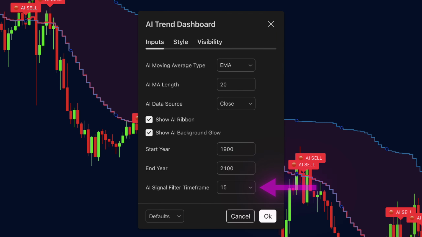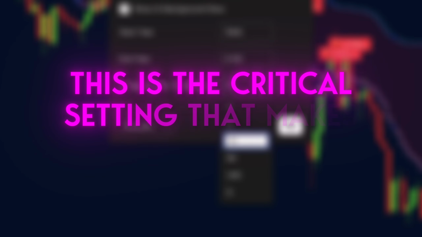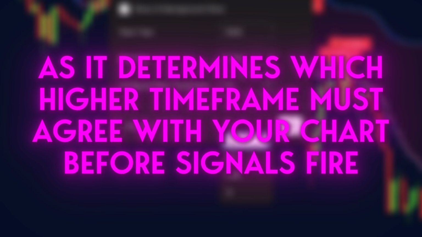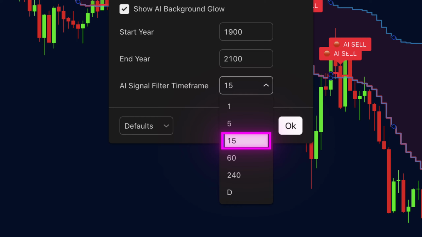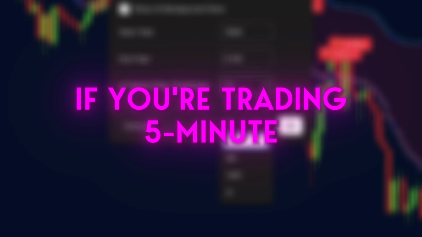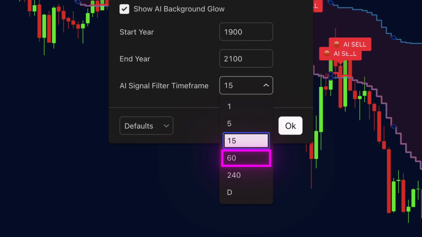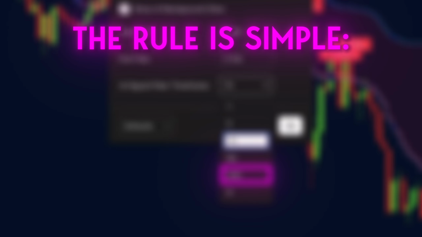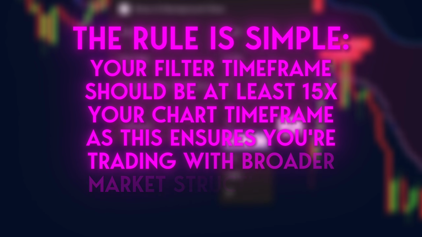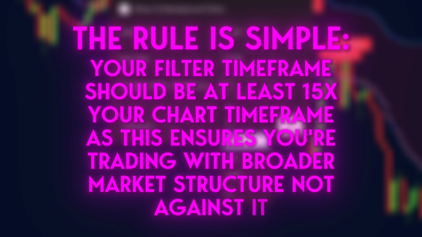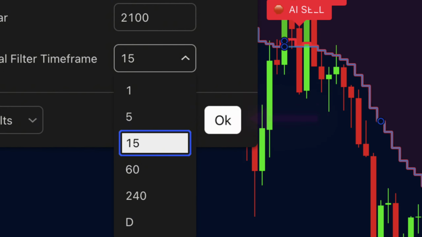Finally, you have the Swift Edge signal filter time frame. This is the critical setting that makes or breaks your results, as it determines which higher time frame must agree with your chart before signals fire. If you're trading 1 minute, select 15M or 1H as your filter. If you're trading 5 minute, select 1H as your filter. If you're trading 15 minute, select 4H as your filter. The rule is simple. Your filter time frame should be at least 15 times your chart time frame, as this ensures you're trading with broader market structure, not against it. Once you've adjusted these settings, click OK.